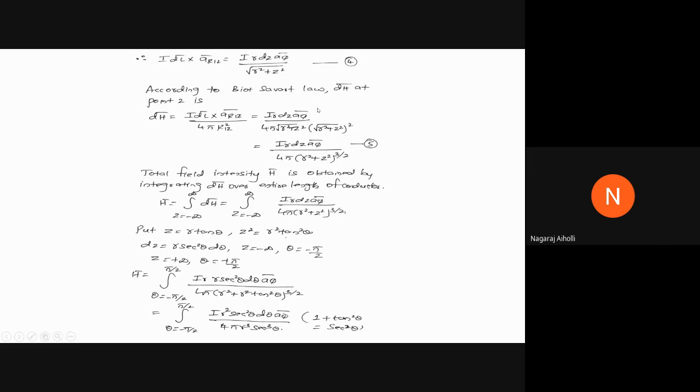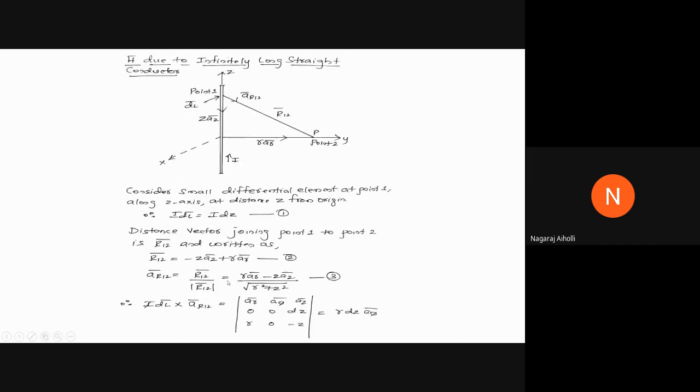According to Biot-Savart law, dH bar at point 2 is given by I dl bar cross ar12 bar divided by 4 pi R12 square. This is the standard equation of the Biot-Savart law. This is equal to, here we have found out in equation 4, I dl cross ar12 bar, that is I r dz a5 bar divided by square root of r square plus z square. And what is remaining? 4 pi is remaining. Multiply that with 4 pi into R12 square, that is distance vector R12. We have found out that earlier.